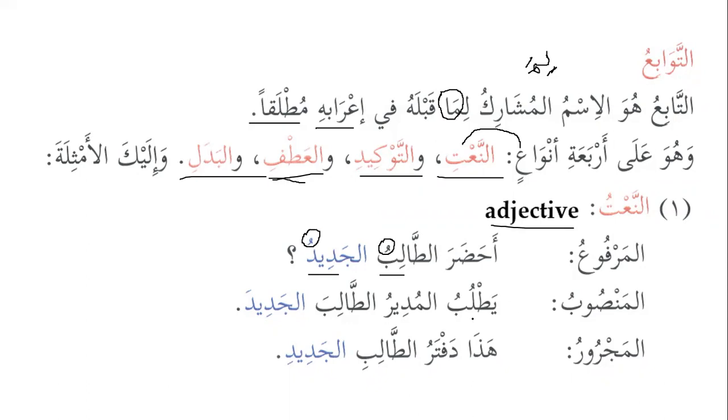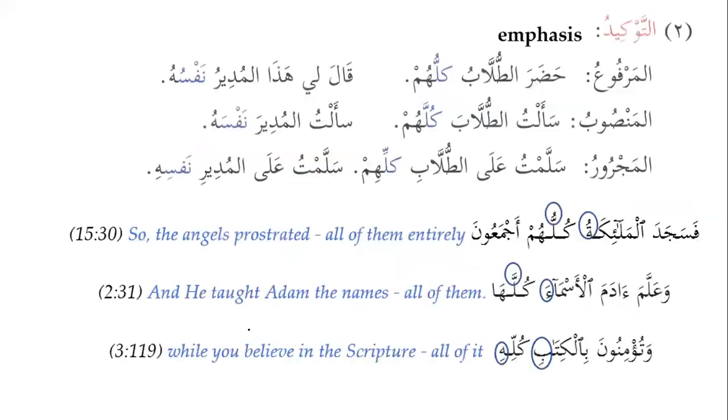Al-mansub: yatlubu al-mudiru at-taliba al-jadida. Here at-talib is maf'ul bihi, and that's why it is mansub, and the sifa that follows is also mansub. And then al-majrur: hadha daftaru at-talibi al-jadidi. This is the notebook of the new student. At-talibi is majrur here because it is mudaf ilayh, and the sifa that follows it is also majrur. So at-tawabi', the first one is na't or adjective.